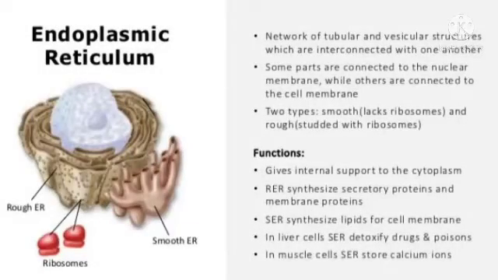Endoplasmic reticulum: it is a network of tubular and vesicular structures which are interconnected with one another. Some parts are connected to the nuclear membrane while others are connected to the cell membrane. They are of two types: smooth endoplasmic reticulum and rough endoplasmic reticulum. Functions: it gives internal support to the cytoplasm. In liver cells, smooth endoplasmic reticulum detoxifies drugs and poisons. Rough endoplasmic reticulum synthesizes secretory proteins and membrane proteins.